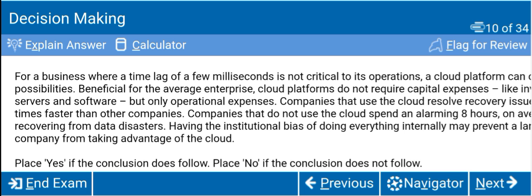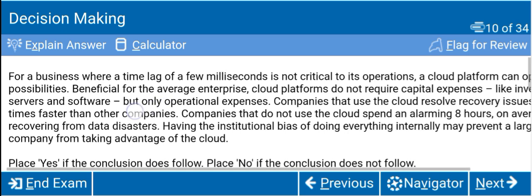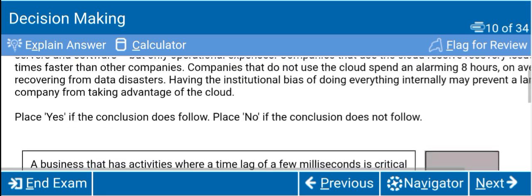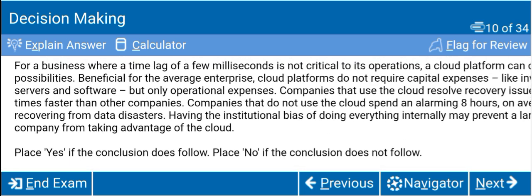Beneficial for the average enterprise, cloud platforms do not require capital expenses like investments in servers and software, but only operational expenses.